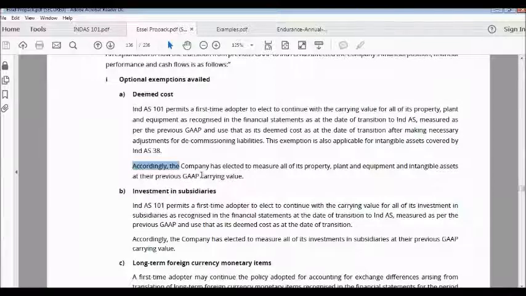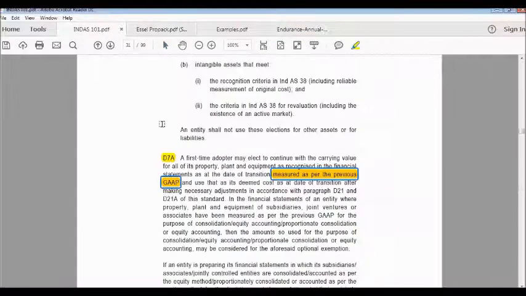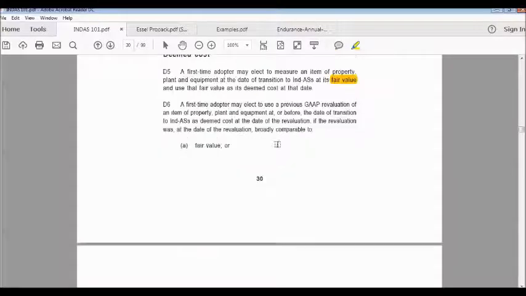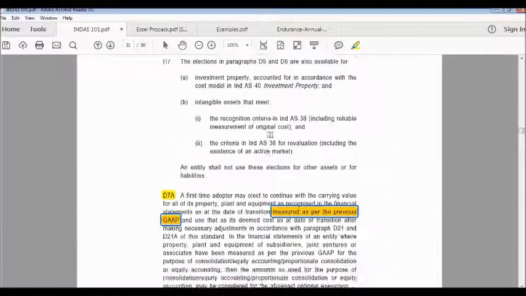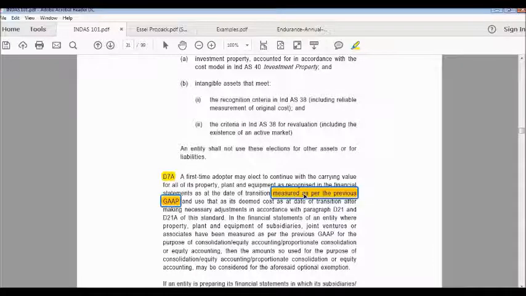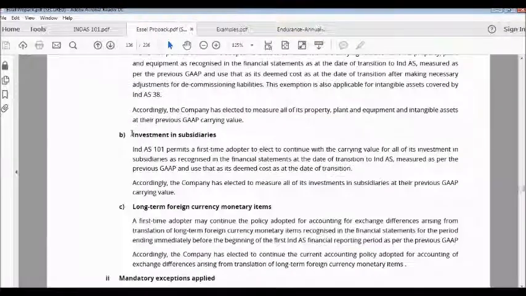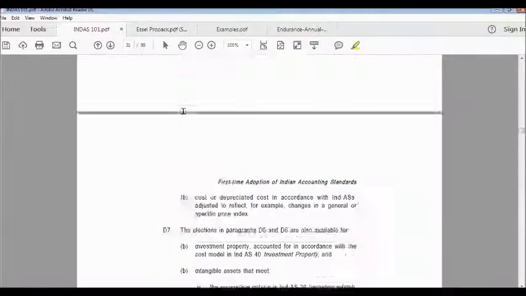So there are a lot of options available in Ind AS 101 appendix C. This is the option for fair value, then this is also the option, D6, D7 and then D7A. The company has opted for the same carrying value which was there under the previous GAAP. So this company has applied this. And then for investment in subsidiary, there are also exemptions available.